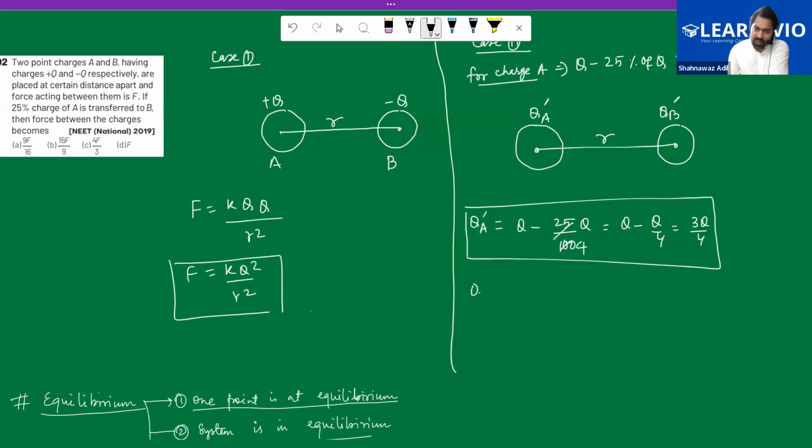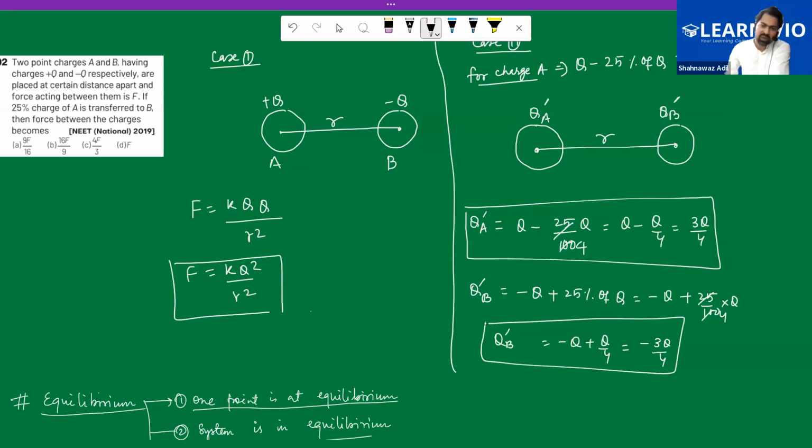And charge on B, what is this thing? So this is minus Q, whole charge, plus 25% of charge on A, that is Q. So how much is this thing? Minus Q, plus 25 by 100 of Q. So that is minus Q, plus Q by 4. So that is minus 3Q by 4. That is the charge on B.